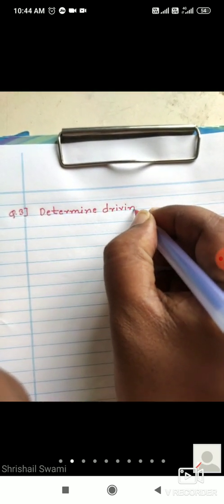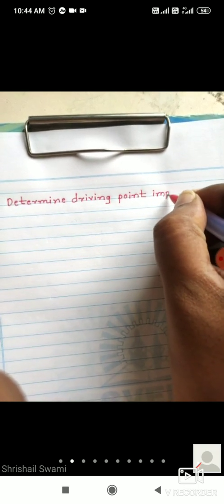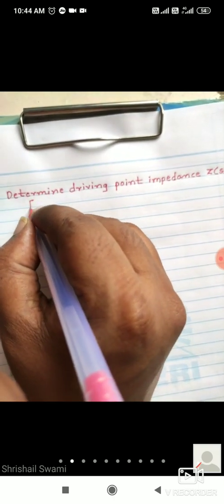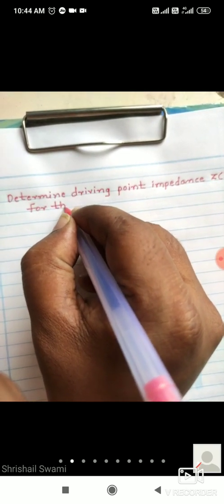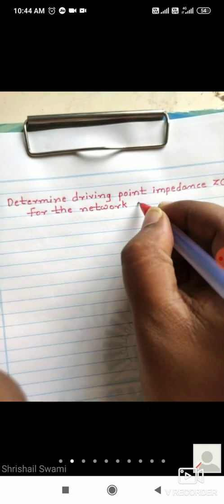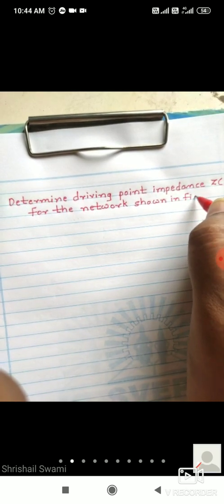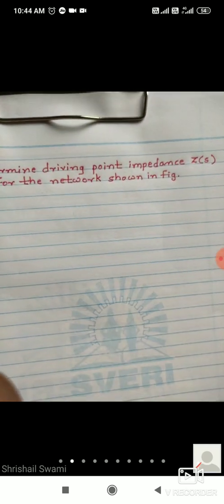Determine the driving point impedance Z of S for the network shown in the figure. This question was asked nearly in 2010 for 4 marks.